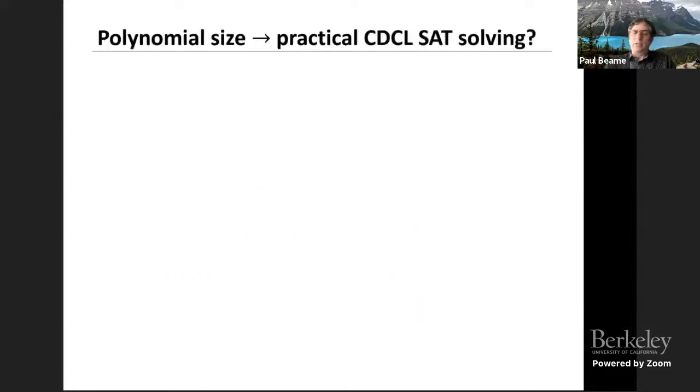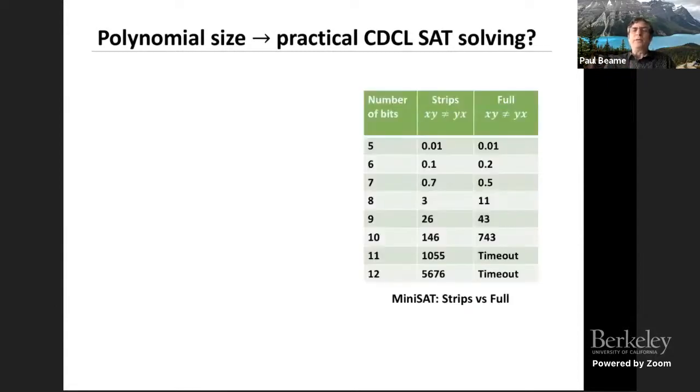So the question is, now that we've got polynomial size, how does this work for practical CDCL solving? Well, we do the strips version. I put it side by side with the full version, and we get some improvement. But we don't really get much further. Okay, so we worked a while. Can we give some hand-holding? Can we make some tweaks to these solvers? We tried a number of them, but Minisat was just the simplest for us to work with, which is why I'm reporting those.